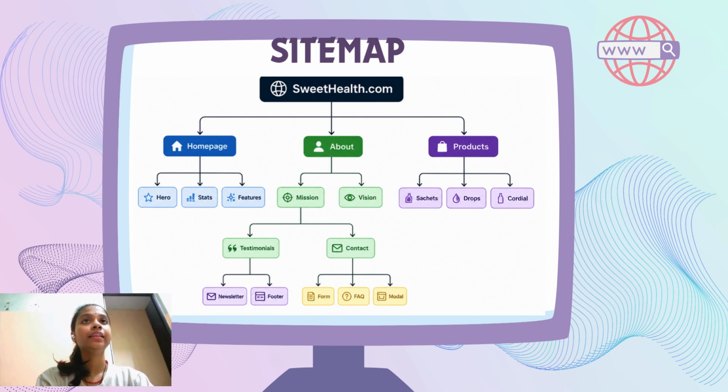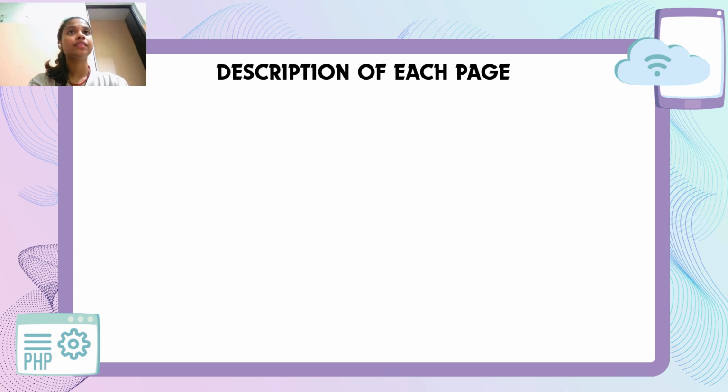The next is description of each page. This slide summarizes each page. The home page introduces the website, the about page explains the company, the products page displays our products, the contact page allows users to send inquiries, and the footer provides useful links. As shown, all the pages are completed.